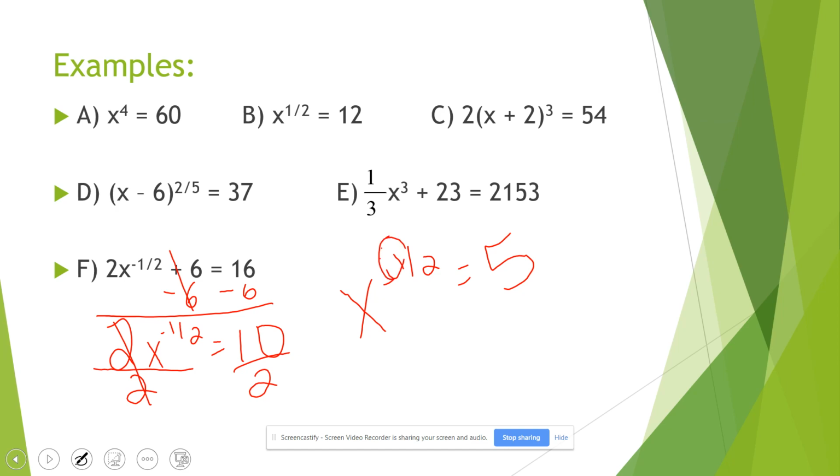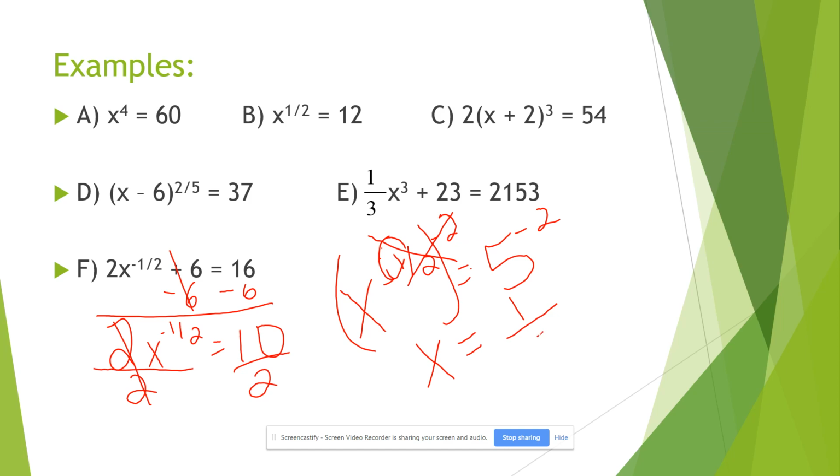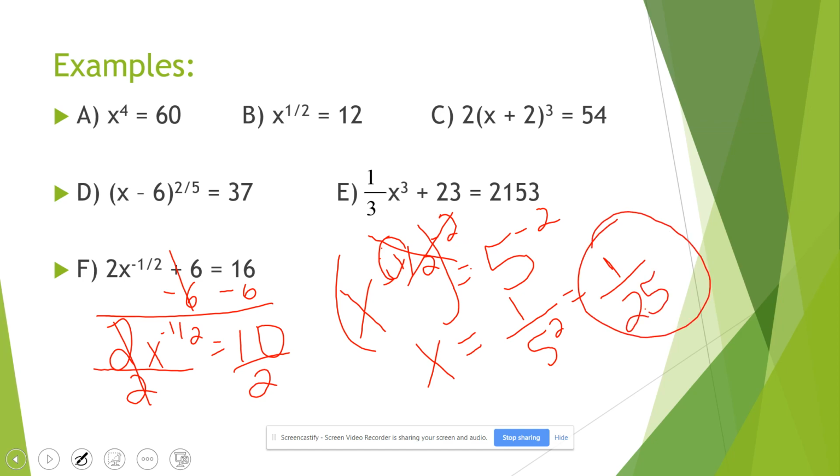Now I have to do the reciprocal of negative 1/2. First I check the top. 1 is odd, so I'm only going to have one answer. And the reciprocal of negative 1/2 is negative 2. So 5 to the negative second power is the same as 1 over 5 squared. Remember, once it flips the number, the negative goes away because it did its job. And so I have 1 over 25.